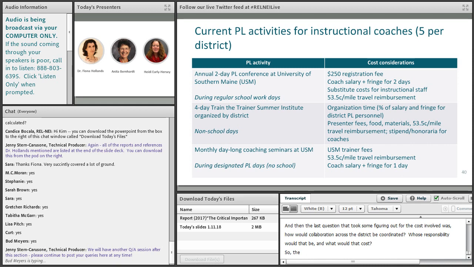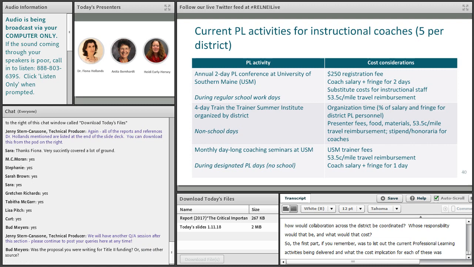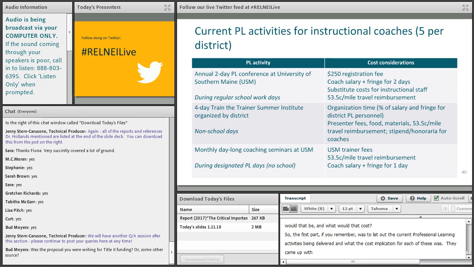So the first part, if you remember, was to list out the current professional learning activities being delivered and what the cost implications were for each of these. And they came up with 6 different professional learning activities. I'm going to go through all 6 one by one to talk about the cost considerations. I'm imagining that most of you have similar types of professional learning activities, so all these considerations should be relevant to you.